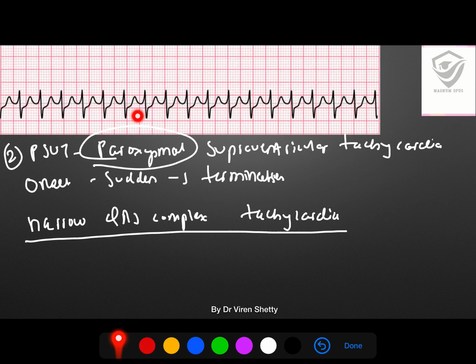That is around 2 to 2.5 small squares. But here you can see there's only one small square. So definitely you have a narrow QRS complex on the ECG seen on your screen. Along with that, there is a kind of ST depression. Otherwise, normally, it should have come a little up here, but here you can see ST depression. So in PSVT, you see ST depression.